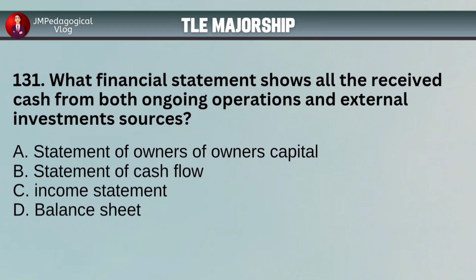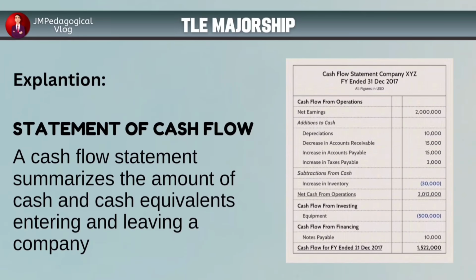131. What financial statement shows all the received cash from both ongoing operations and external investment sources? A. Statement of owner's capital. B. Statement of cash flow. C. Income statement. D. Balance sheet. B. Statement of cash flow. Explanation. A cash flow statement summarizes the amount of cash and cash equivalents entering and leaving a company.